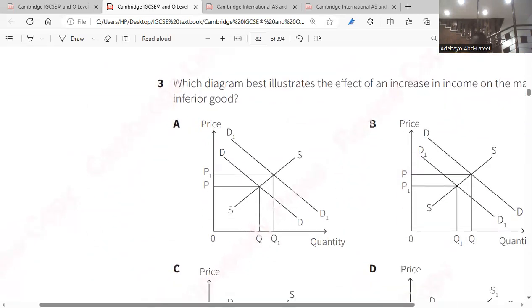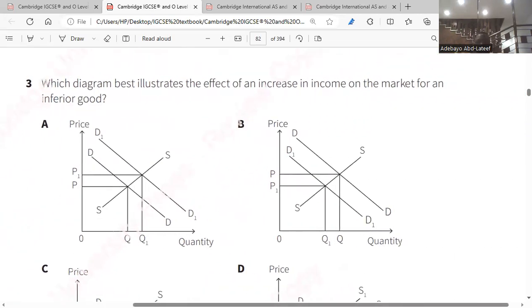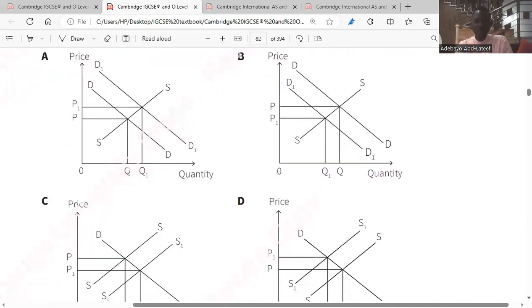Question 3. Which diagram best illustrates the effect of an increase in income on the market for an inferior good? An increase in income for an inferior good means that the quantity demanded in the market will fall. We said inferior goods are goods that we don't buy. The demand for such goods reduces when the level of income increases. So that means there's going to be a leftward shift in the demand for such goods. B, from D to D1. Yes, B.